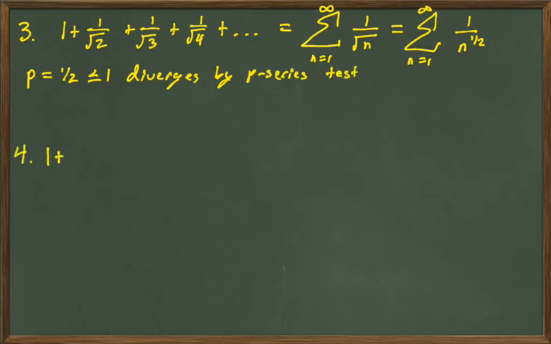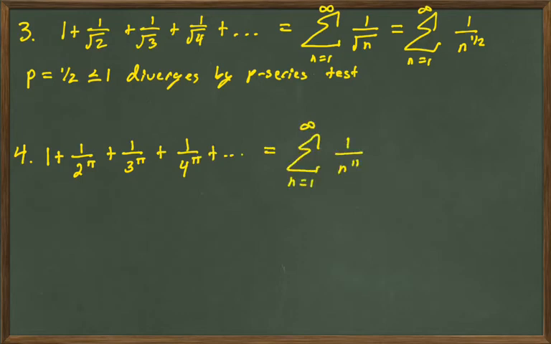Okay, let's consider 1 plus 1 over 2 to the pi plus 1 over 3 to the pi plus 1 over 4 to the pi plus dot dot dot. We can write that as the sum n equals 1 to infinity of 1 over n to the pi. This is a p-series. P is pi, which is 3.14159, etc. That is greater than 1, and so the p-series test says that this is convergent.